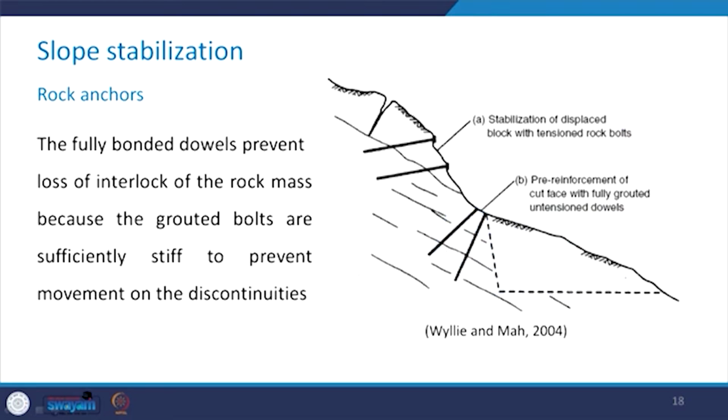So that's the first category. What happens in this category is that the fully bonded dowels prevent the loss of interlock of the rock mass, because the grouted bolts are sufficiently stiff to prevent any movement on the discontinuity. Here the bonds are really great.